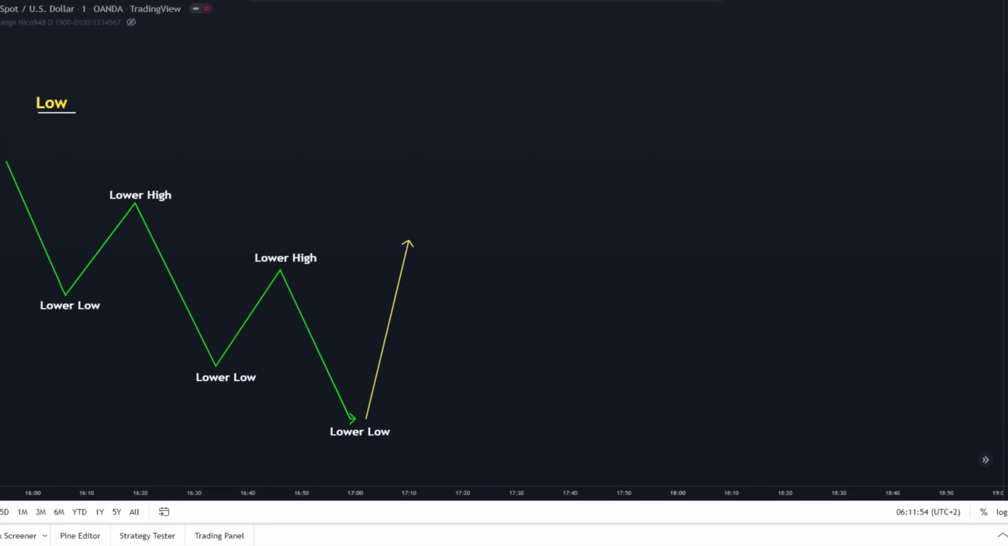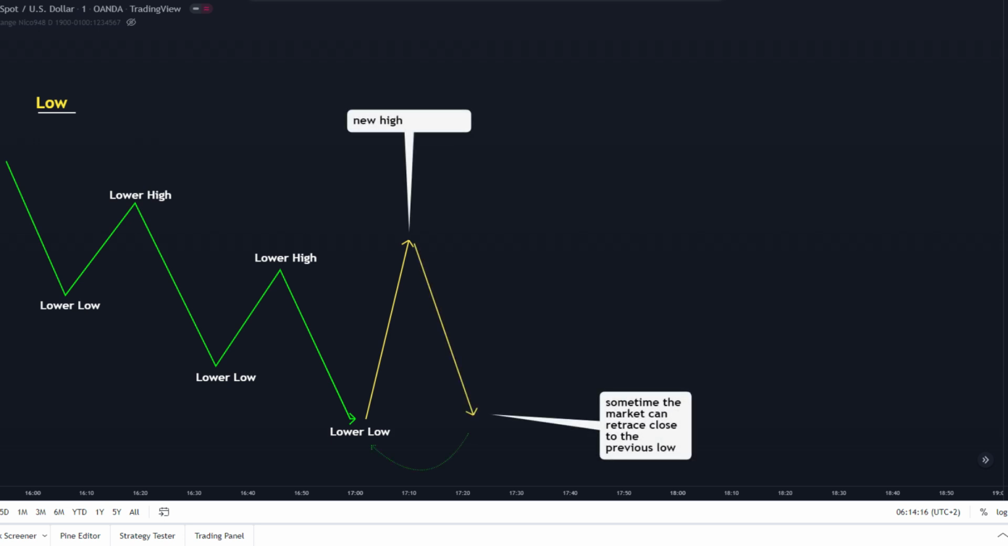Here now we can see that the market broke the last low or high. In this case it will indicate that the market has the potential to reverse to the upside. So what we need next is a retracement to the previous low or high. The market can do wonders sometimes by retracing back close to the previous low or high.